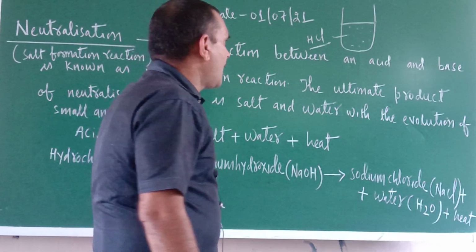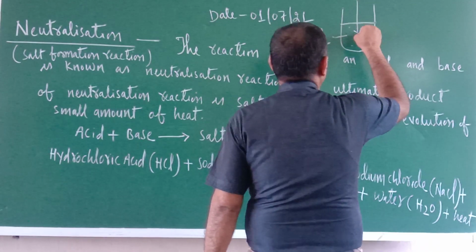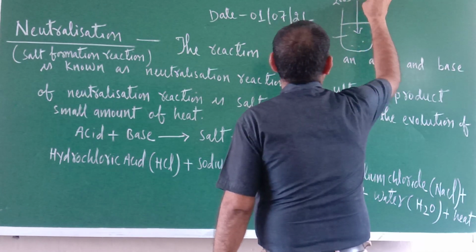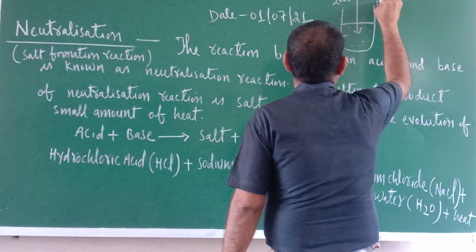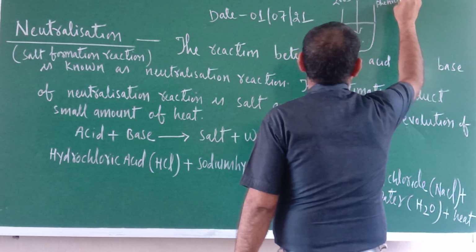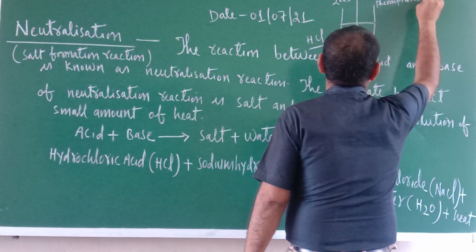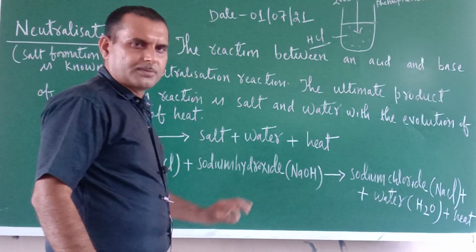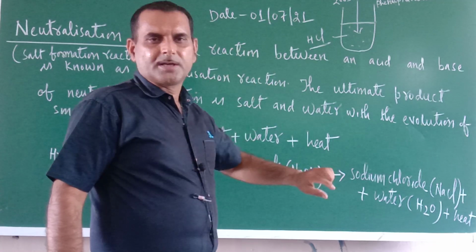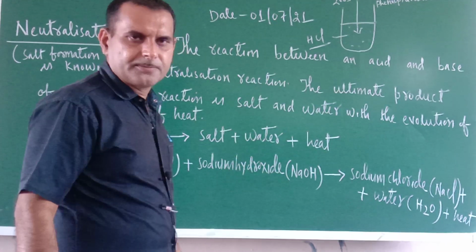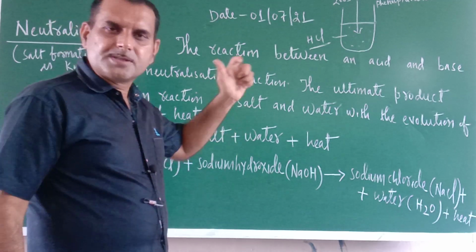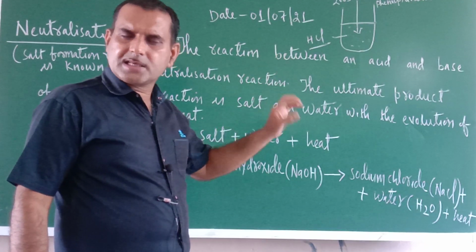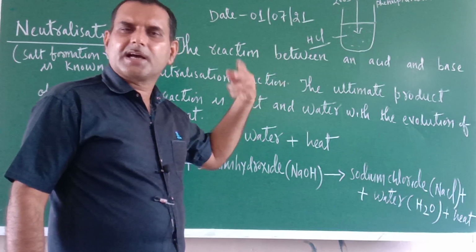Now 2-3 drops of phenolphthalein you have to add. Add this and shake it gently. Now observe the color. Hydrochloric acid is also colorless, phenolphthalein is also colorless. After shaking, again you will get the colorless only.